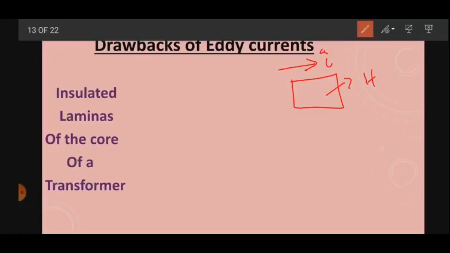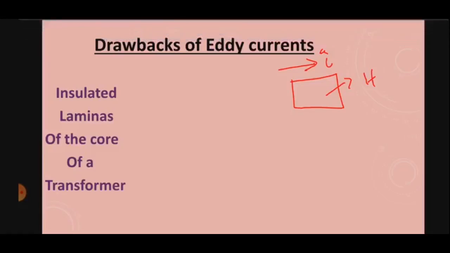So students, eddy current, how to minimize? A laminated core can be used. One type of eddy current is minimized. Materials like the laminated core, and again armature, the insulated winding of an electric motor. Now first see the insulated laminated core of a transformer.